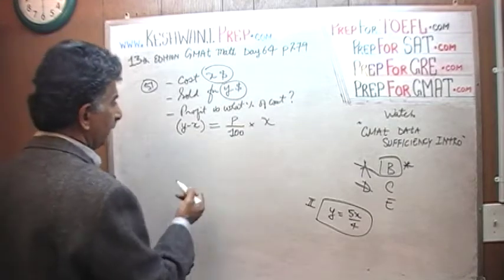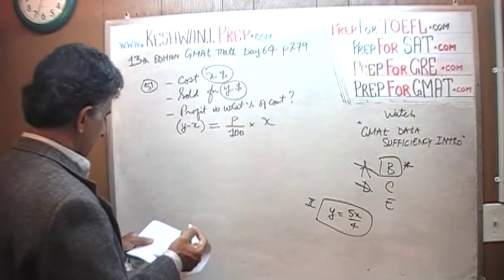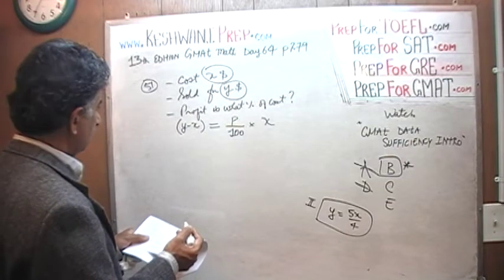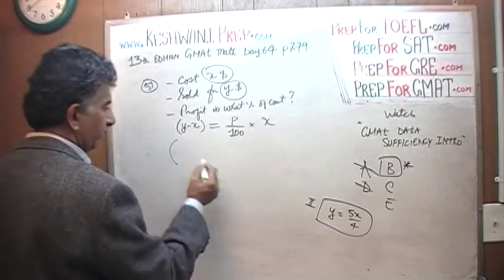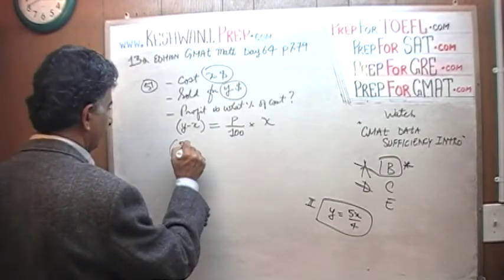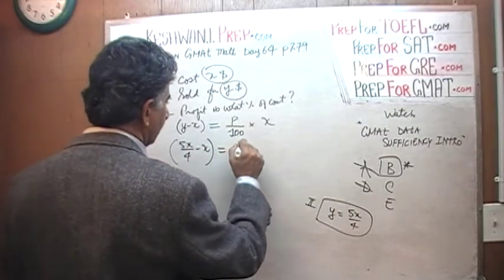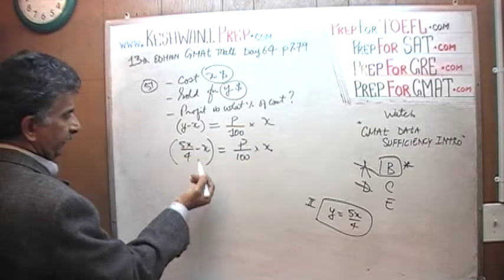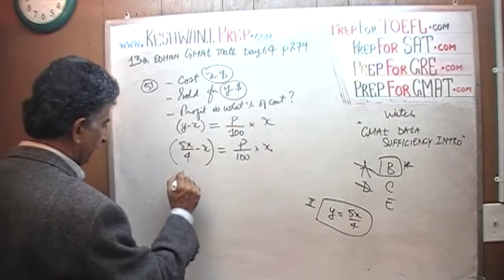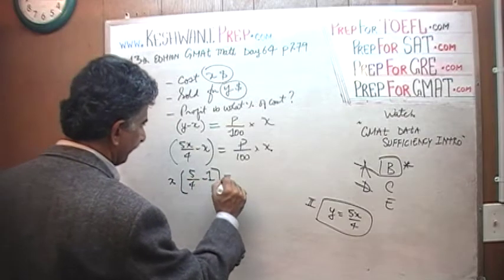So let's see what we can do here. And y we know is 5x over 4. So let's put it here. Y equals 5x over 4. 5x over 4 minus x equals P over 100 times x. Here I see an x, here I see an x. Let's take out the x common, and we end up with 5 over 4 minus 1.